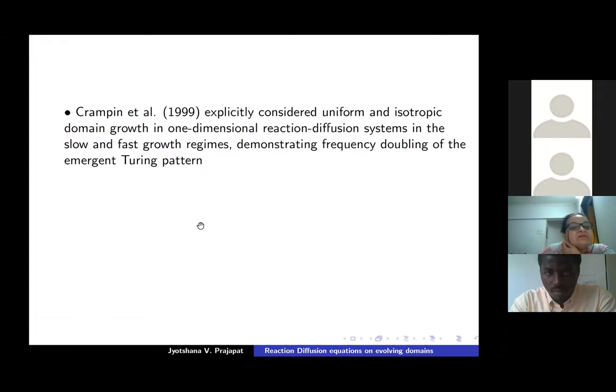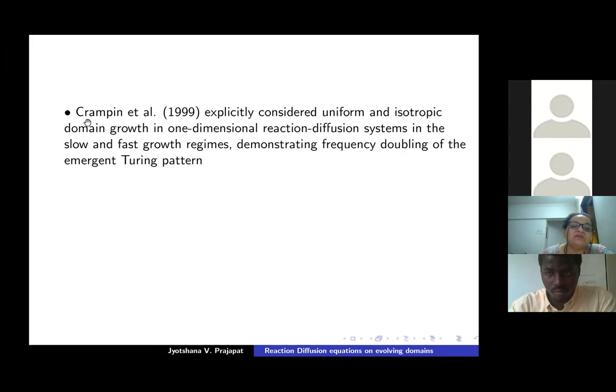So let me just speak about some of the works. As I said, I'm mentioning very few of them. One of the earlier works was in 1999 by Crampton et al. They considered uniform and isotropic domain growth in a one-dimensional reaction diffusion system. Here, they allow the time to grow fast or slow. They control the velocity of growth and try to see how the patterns change.